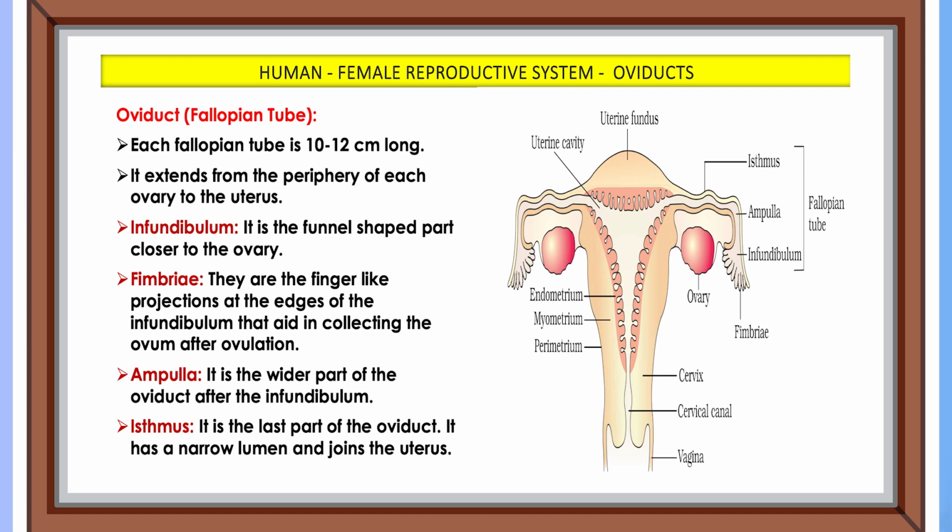The fimbriae are finger-like projections at the edge of the infundibulum. They aid in collecting the ovum from the ovary during ovulation. Then comes the ampulla. The ampulla is the wider part of the oviduct after the infundibulum. Next part is the isthmus. The isthmus is the last part of the oviduct. It is narrow and it joins the uterus.